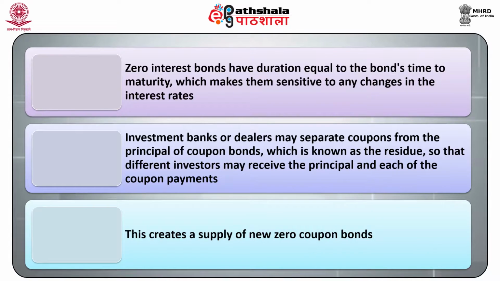Zero interest bonds have a duration equal to the bond's time to maturity, which makes them sensitive to any changes in the interest rate. Investment banks or dealers may separate coupons from the principal of the coupon bonds, which is known as a residue, so that different investors may receive the principal and each of the coupon payments. This creates a supply of new zero coupon bonds.